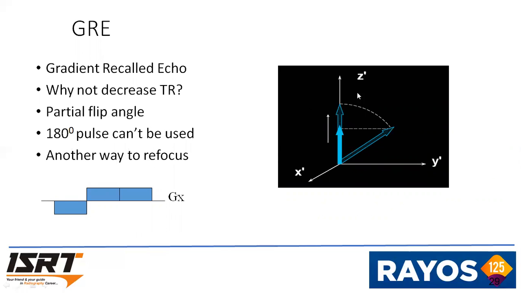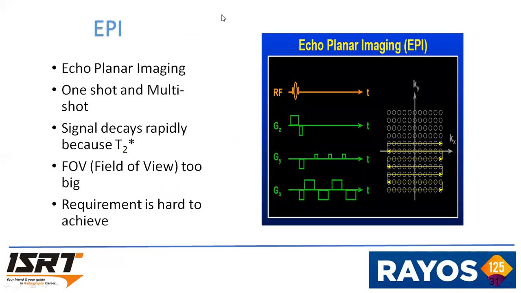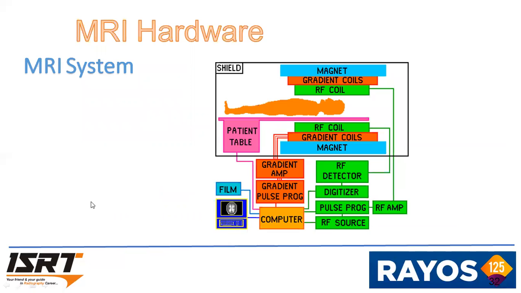In gradient echo, the 180-degree pulse is not used, and it allows the most rapid repetitions, but after the inhomogeneity, dephasing occurs according to the T2 star. EPI is echo planar imaging, principally used in diffusion weighted imaging. In the single-shot form, the signal decays rapidly because of the T2 star. If the FOV is too big, the requirement is hard to achieve.